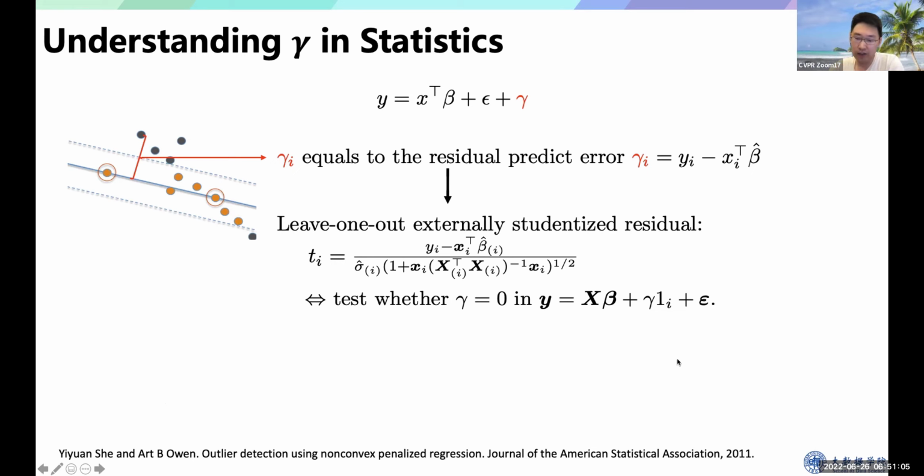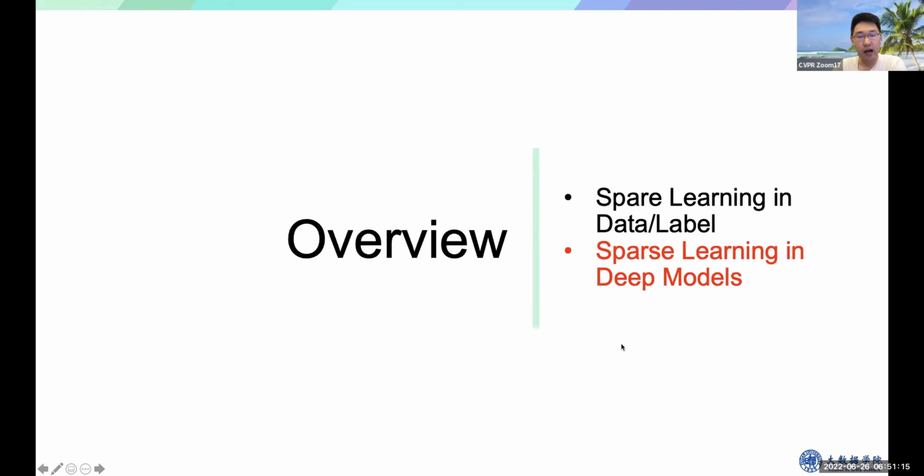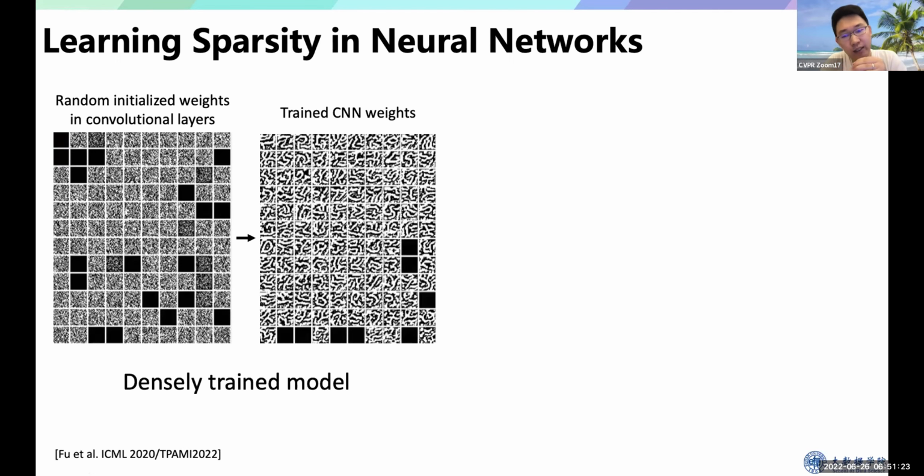So here, we'll consider the whole indicator matrix for all training data in the matrix formulation. Okay, I'll further give the overview of sparse learning in deep models. We want to learn an effective sparse network structure with good performance.